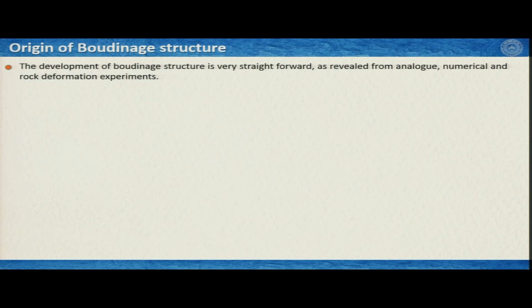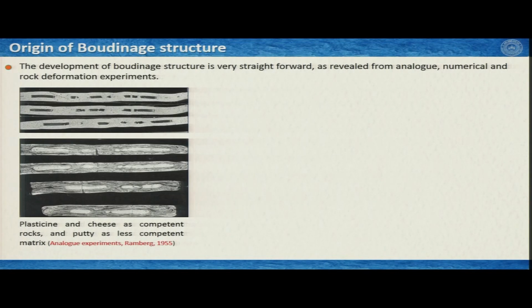Now, as I said, the Boudinage structures, their origin and so on, we have mostly derived from experiments, and here I would like to show you some of the experiments. The first one is one of the very classic ones, from the 1955 Ramberg paper. He used plasticine as the competent material in the first panel, and you can see how he is developing this Boudinage with the flow. In the second panel, these white things are his stiff layers, and these are cheese.